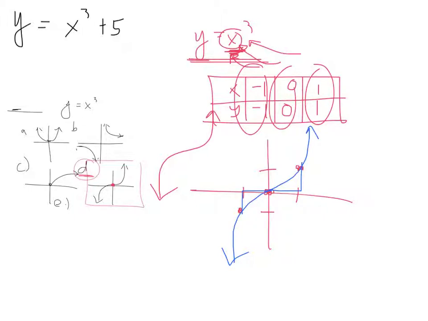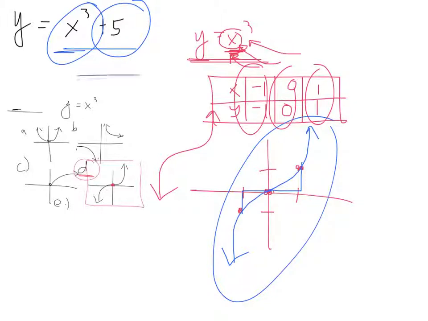Clear? Now, we changed it a bit. We added a 5. How will this plus 5 affect the graph? Again, we said this will just be a movement of the graph, and that is the graph of x cubed. So how are we going to move the graph to obtain the graph of x cubed plus 5? Any idea? So going up. Going up by 5, correct.